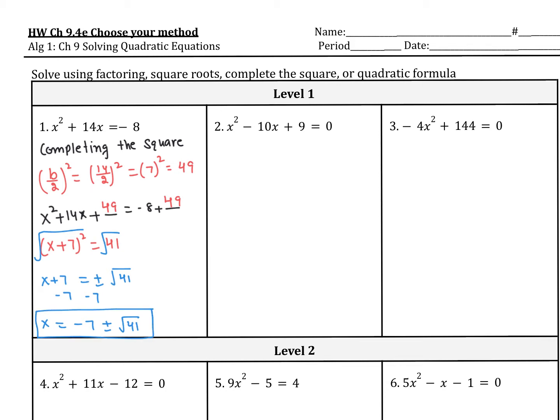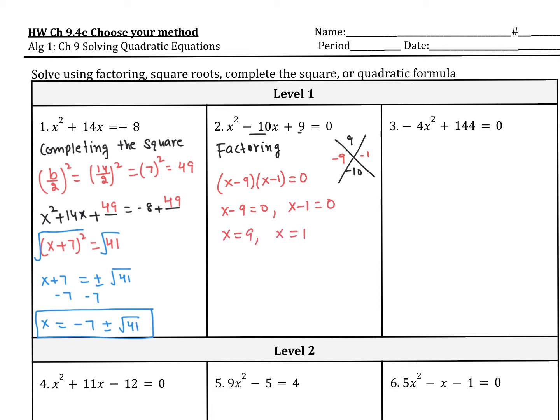For number 2, my choice is factoring using the cross method, where I have on the top the last term, that is 9. On the bottom is negative 10. You're looking for two numbers that, when you multiply, you get 9, and when you add, you get negative 10. So that's negative 9 and negative 1. You put them equal to 0, one by one. You get x equals 9 and x equals 1 as your answer.